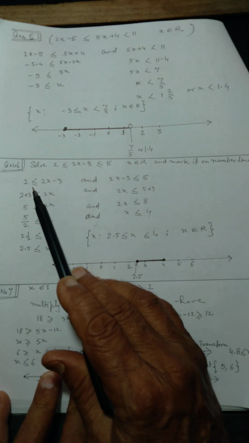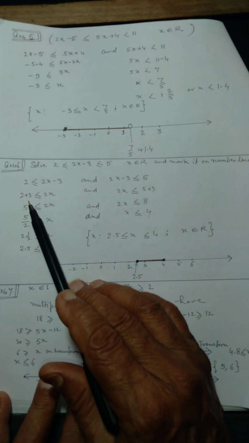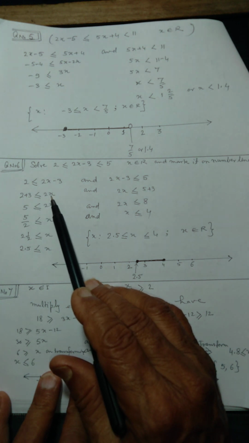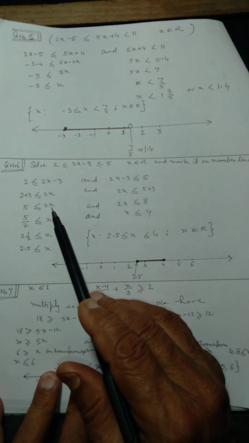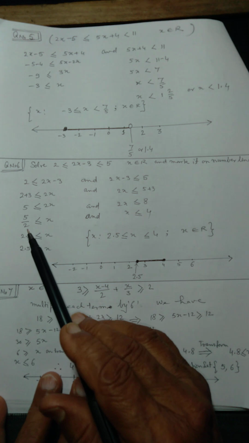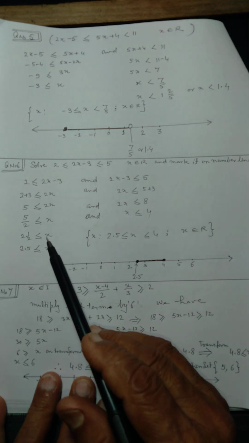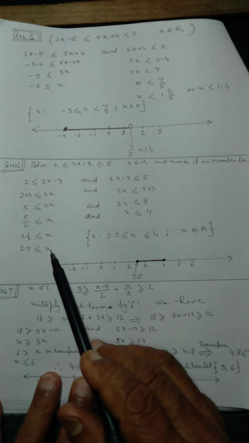So here it has become 2 plus 3, means this 3 has been transposed to this side. So 2 plus 3 less than or equal to 2x. Again 5 is less than or equal to 2x. 5 by 2 is less than or equal to x. And again 2 and 1 by 2 less than or equal to x. Or you can say 2.5 less than or equal to x.